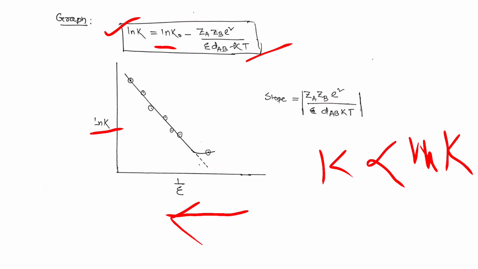And yes, the slope is this one, the mod value. Actually the slope is negative here. The value of the slope is z_A z_B e square by d_AB into kT.